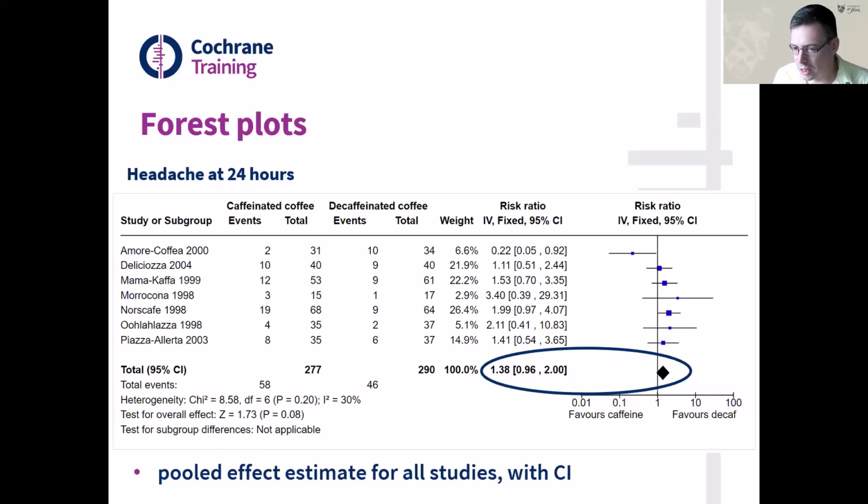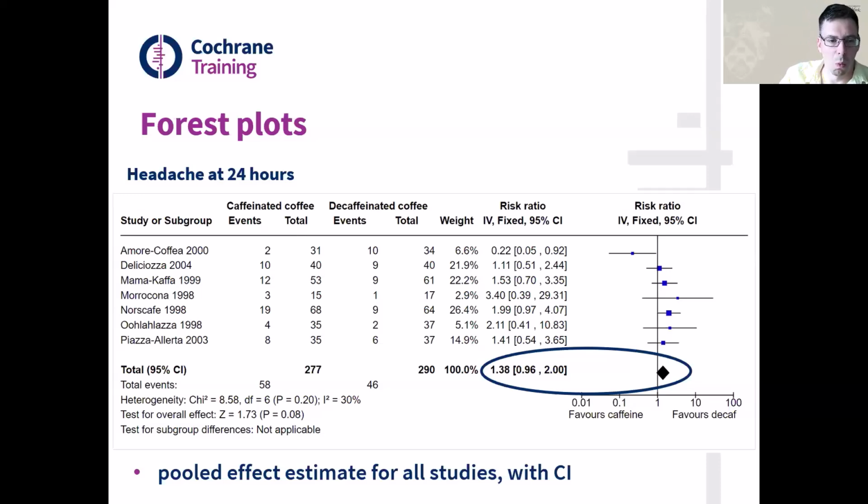Its confidence interval does include 1, so we're not completely convinced that decaf coffee is better in terms of headache prevention, but it's certainly looking in that direction. The main reason, of course, we're not completely convinced is that our Amora Coffea study is sitting there in the opposite direction, not helping us.